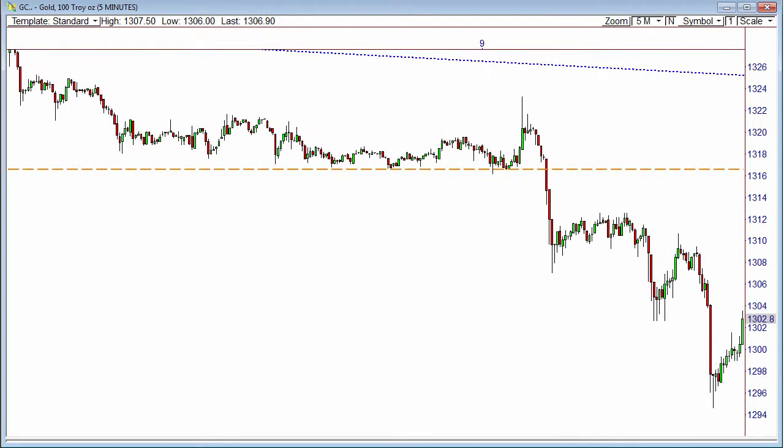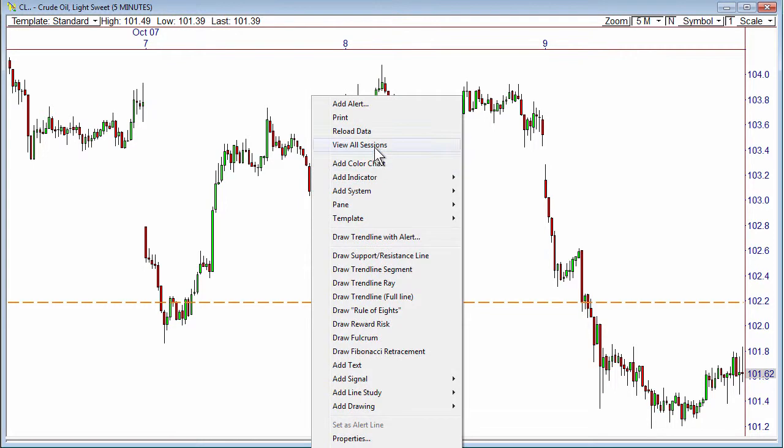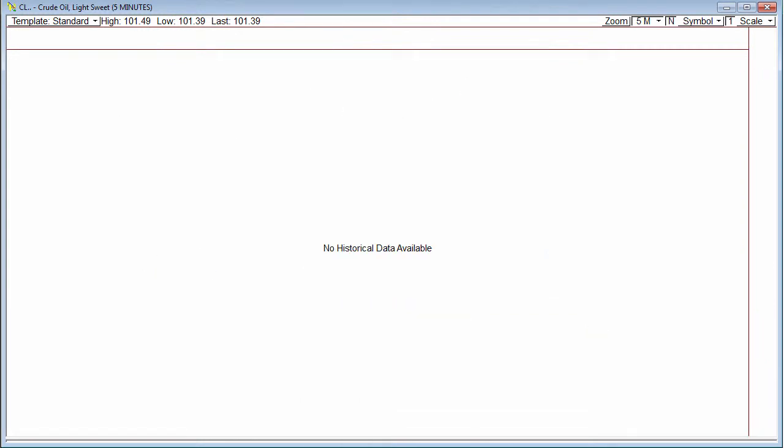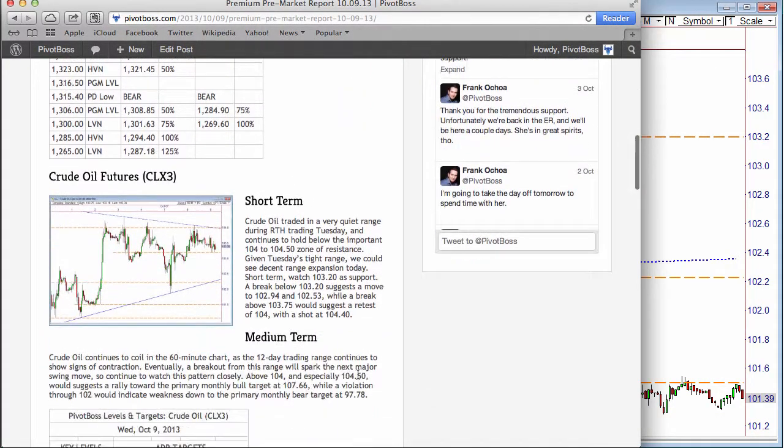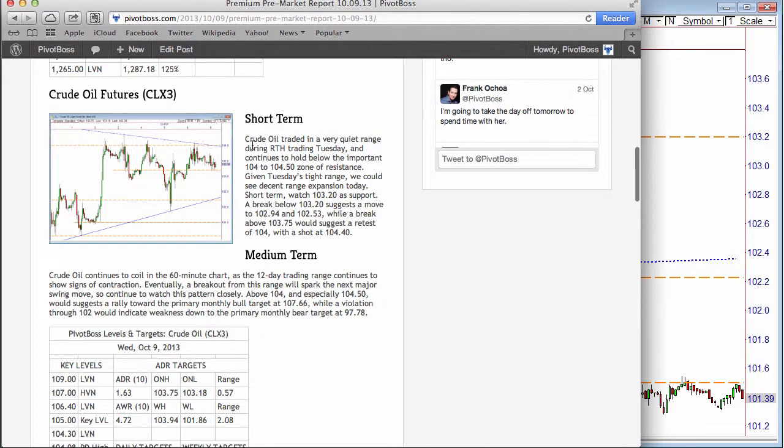Now let's take a look at crude oil. In the crude oil section, I mentioned crude oil trading in a very quiet range during the RTH trading the prior day, and that indicates likely expansion. So given Tuesday's tight range, we could see decent range expansion today, Wednesday.